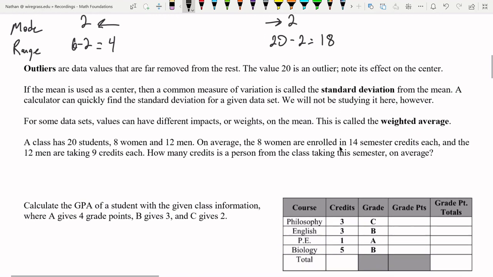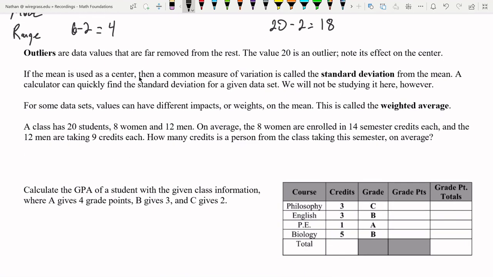Now, if we do use the mean as the center, then the most common measure of variation we like to use instead of a range is the standard deviation. And there is a formula for this that you can follow, but a calculator can find this data statistic very easily. We're not going to be studying that here, however.